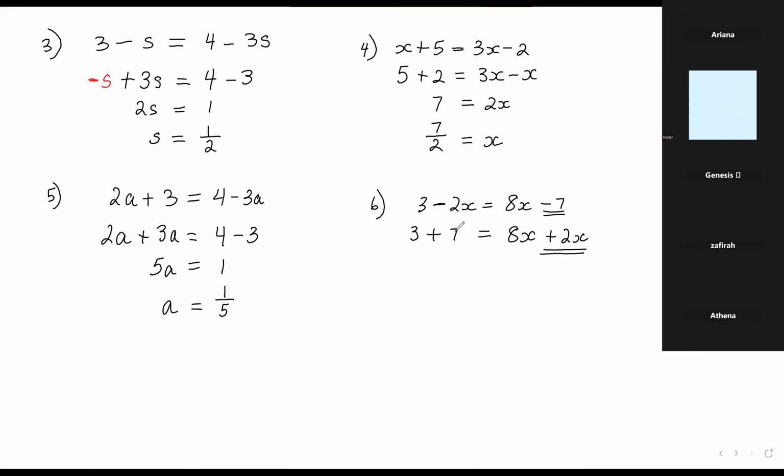Because to move a term from one side of the equation, you have to do the opposite of the operation. Okay? So this will be 3 plus 7 and 8x plus 2x. So what is 3 plus 7? 10. Right? And what is 8x plus 2x? 10x. So therefore, if 10x is equal to 10, then x will be 10 divided by 10, which is 1. So in this case, x is 1.